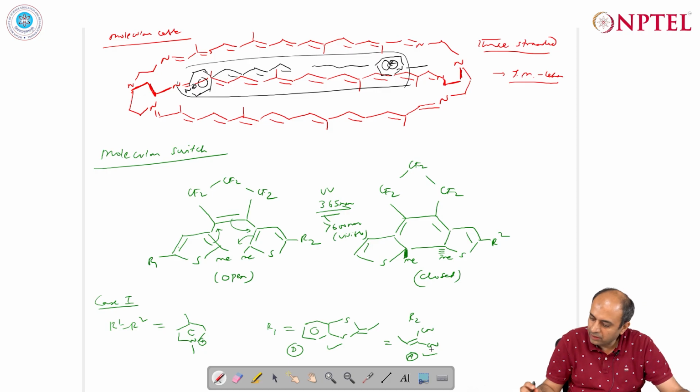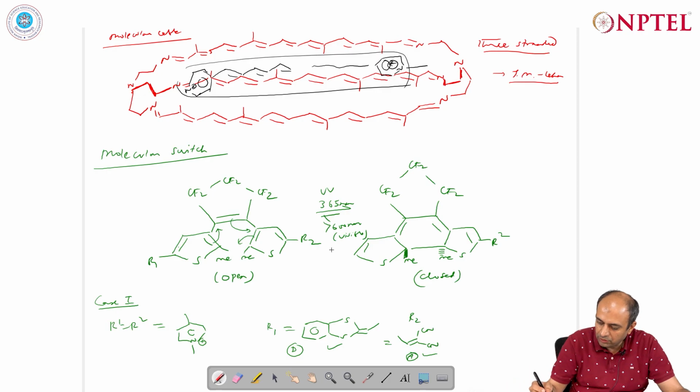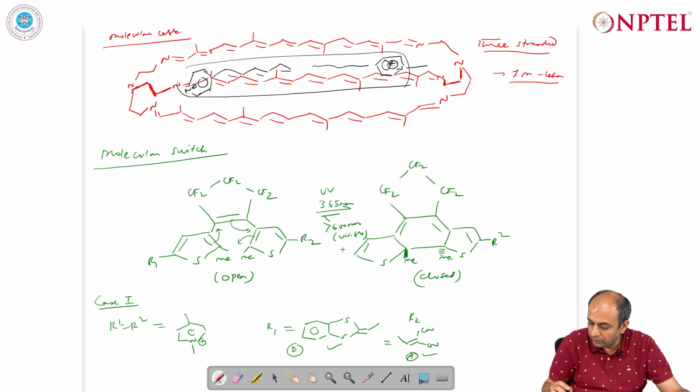So, there are some very interesting properties of these molecular switches, and so you are able to access first of all the two stable states as a function of wavelength. The switching on and off process is completely reversible depending upon the wavelength of light you use. If you use UV light, it will go to the closed state. If you shine visible light, it will come back to the open state. And the electronic properties of the two states are also very different.